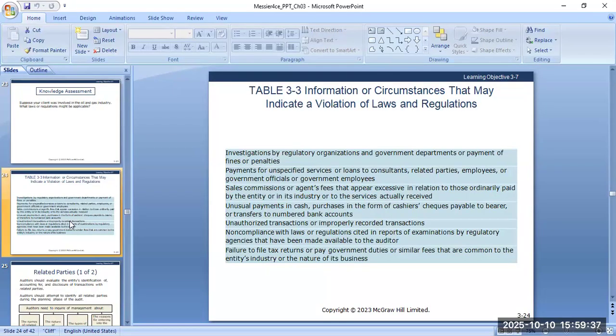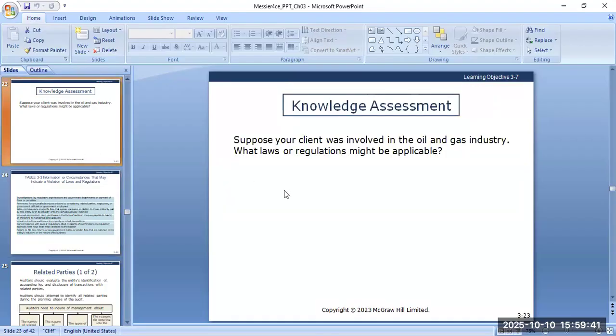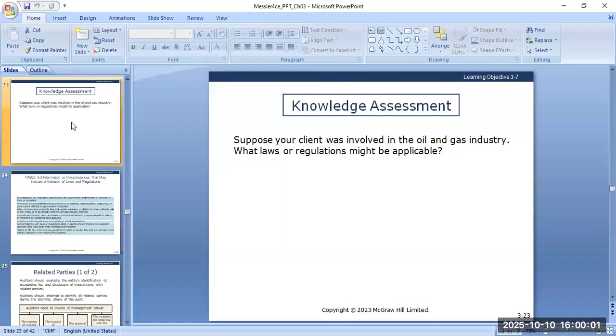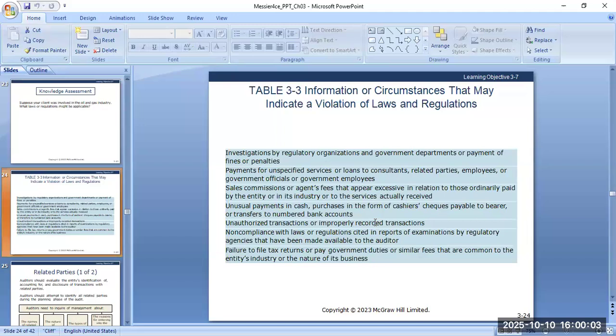The information on the circumstances that may indicate violation of law or regulation. Suppose that the client was involved in the oil and gas industry. What law or regulation might be applicable? Now, let me see if that will be a related answer to this type of question.